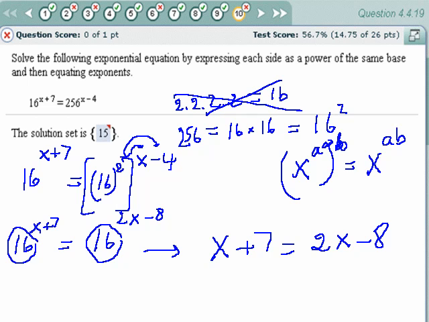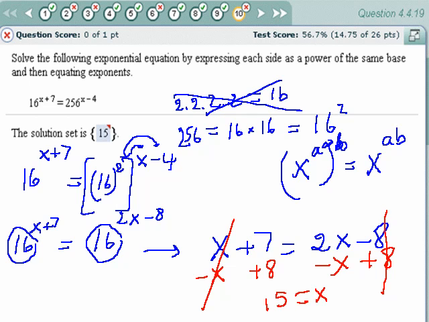Let's solve for x. Again, to solve for x, we're going to subtract x from both sides. This way we get rid of this x. And to move the 8, we add 8 to both sides. And that way, we get rid of this 8. So I'm going to end up with 15 equals x. And that's the final answer. I end up with 15 equals x.